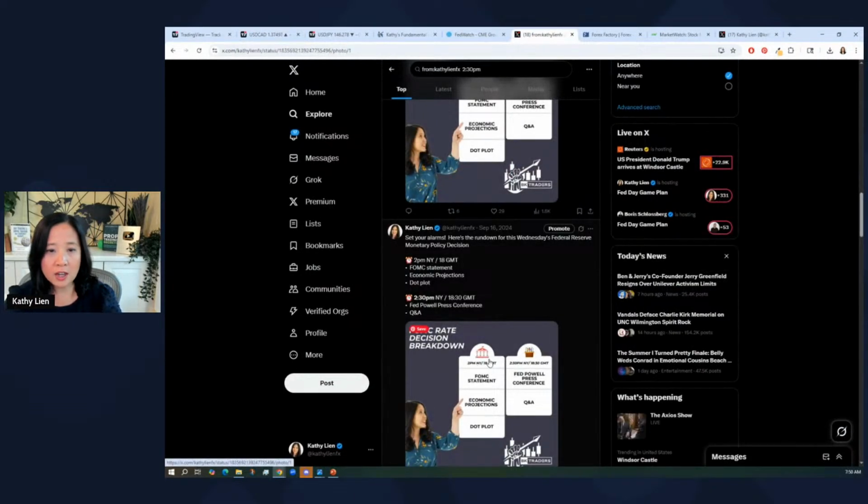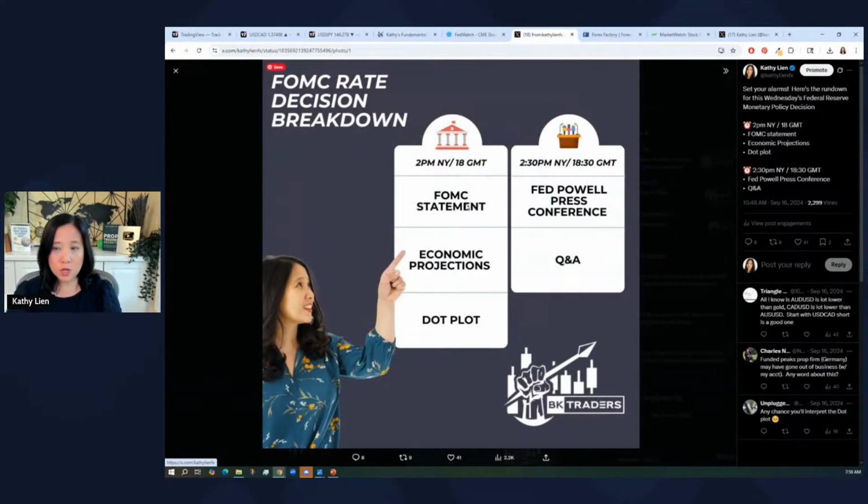So we know that it's a two-pronged rate decision where we have the Federal Reserve rate decision, how much they cut interest rates at 2 o'clock. Then we have the economic projections coming up at 2, and then the dot plot. And then at 2:30 the press conference and the Q&A. So between 2 and about 2:10, we'll get the initial reaction to these three things: how much they cut interest rates, how they change the economic projections, and what the dot plot looks like.